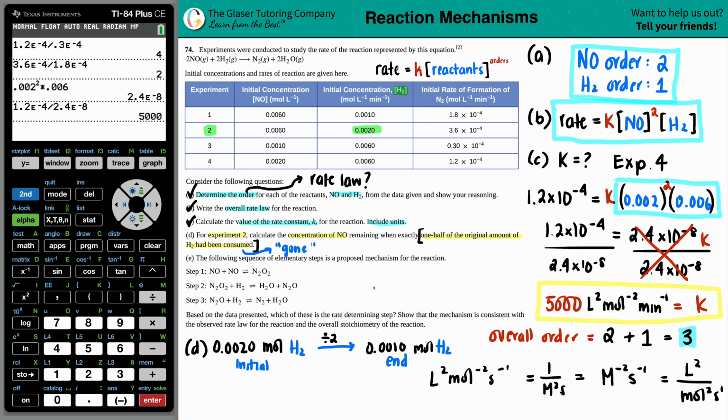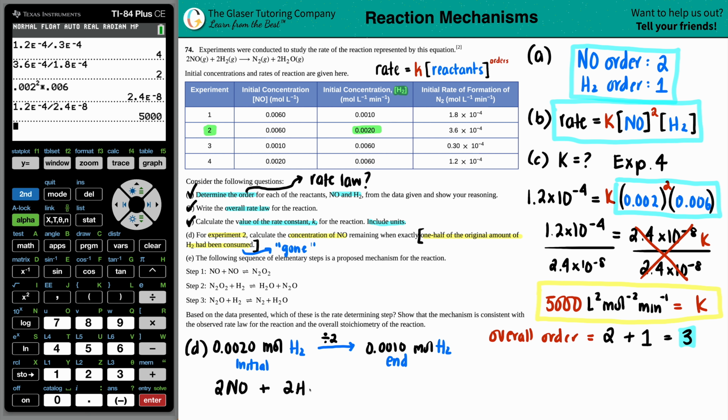Now let's figure out how much would be consumed of the NO. Unfortunately, this has to go bye-bye because it's now coming into letter D. But if you want to pause the video, just write that out. That's fine with me. Now, according to the balanced equation, because we're dealing with stoichiometry, we're dealing with just moles here. According to the stoichiometry, you have 2 NO plus 2 H2, and this will yield N2 plus 2 H2O.